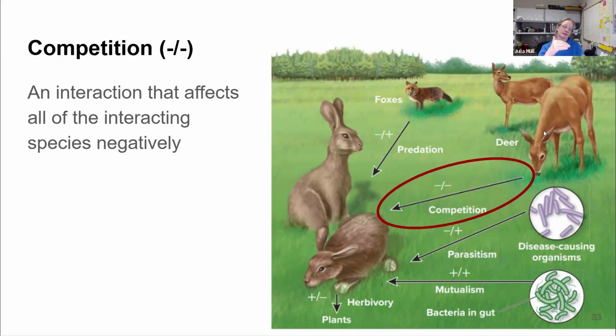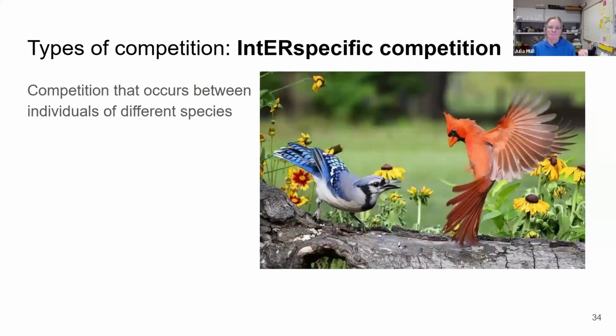The deer are eating the grass. If the deer eat it, then the rabbits can't have it. So get rid of the rabbits, the deer would do better, and same thing the other way around. There are lots of types of competition, lots of ways to classify competition. And our first classification is going to look at interspecific and intraspecific competition.